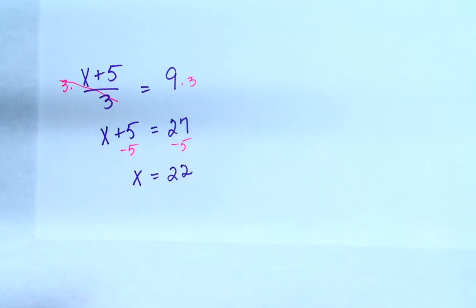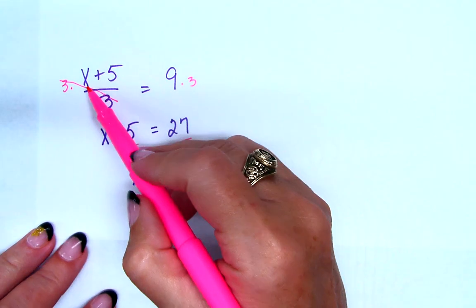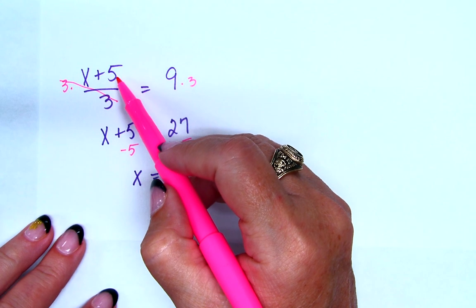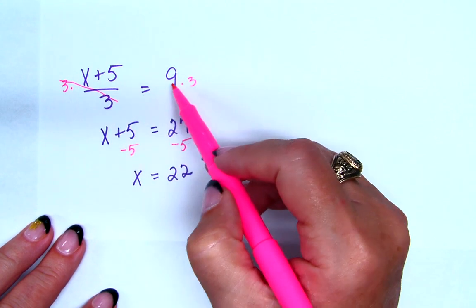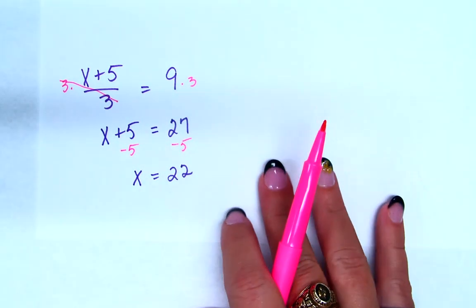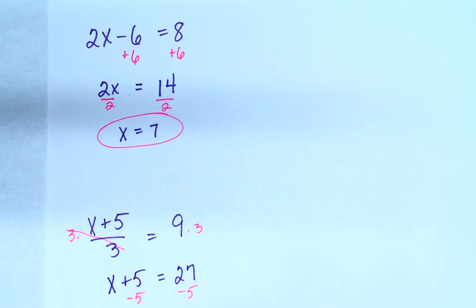So is 22 correct? 22 plus 5? 27 divided by 3? 9. Does 9 equal 9? Okay. So I'm feeling pretty comfortable to be able to go on. Are you guys feeling comfortable to go on? Okay. And let's start here.